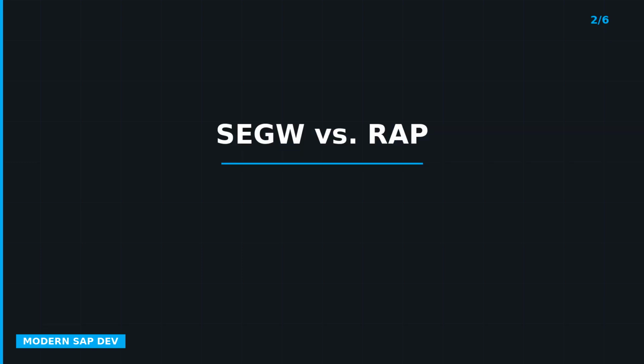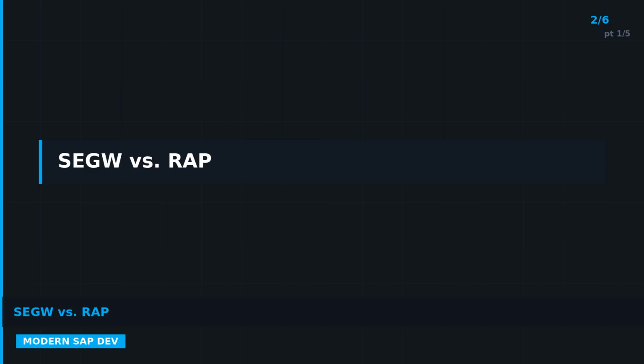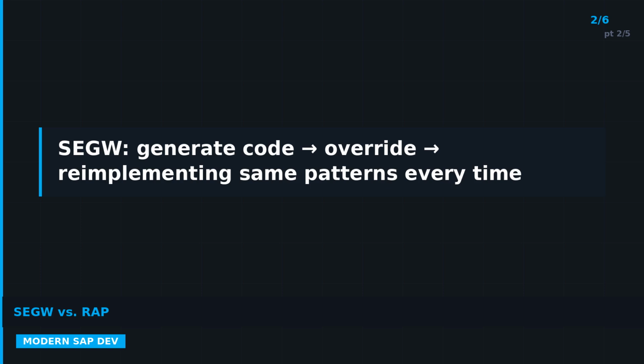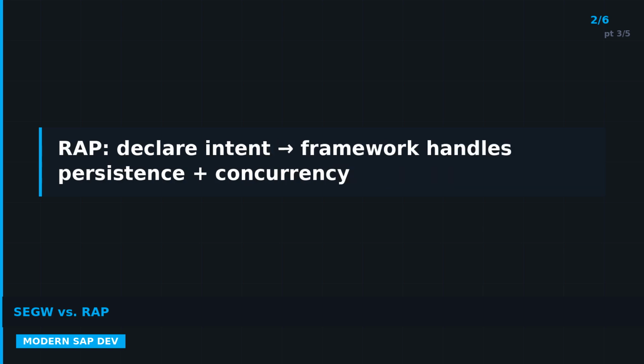Let me give you the context that most tutorials skip. Before RAP, building an OData service in ABAP meant SEGW, Service Builder. You modeled your entity, generated the code, and then re-implemented everything in redefinitions. It worked, but the generated code was opaque, hard to test, and completely procedural. Every developer re-implemented the same patterns for filtering, sorting, authorization differently every time.